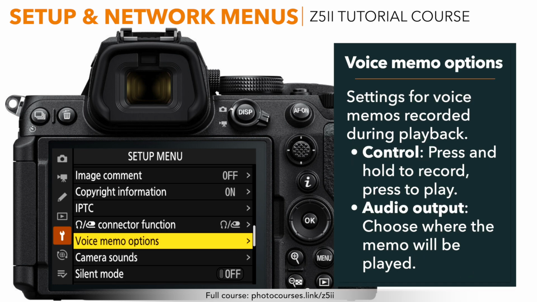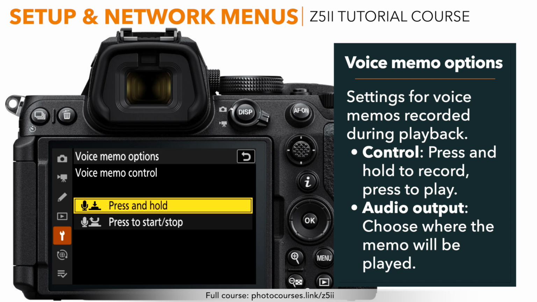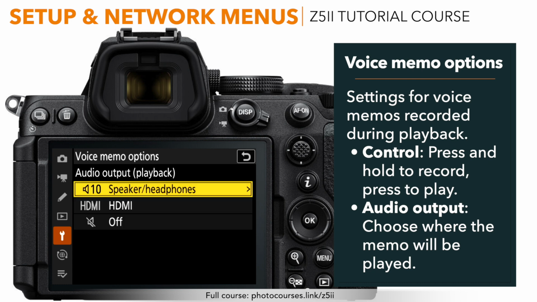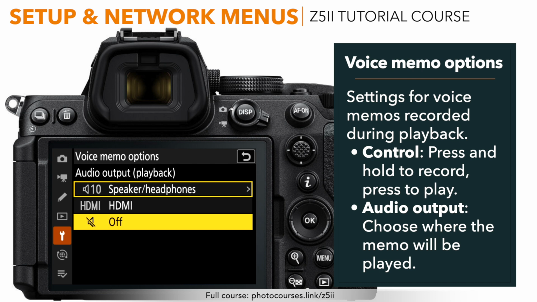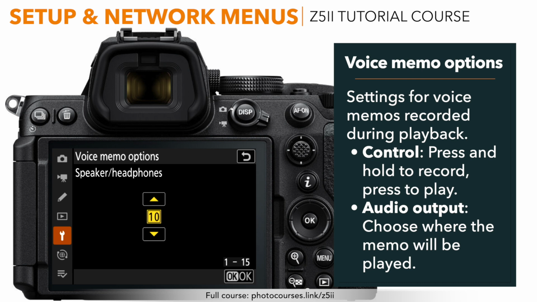You can attach 60-second voice memos to your photos, which might be a really handy note-taking feature that you can use. Under Control, you'll set whether or not the voice memo control that you program to your camera behaves as a press and hold button to record the memo, or a start-stop button when recording the memo. And then in audio playback, you'll set where that voice memo is sent to for playback along with the volume.